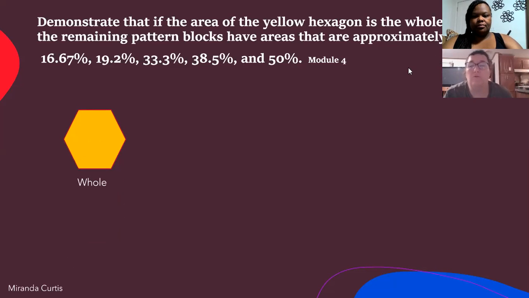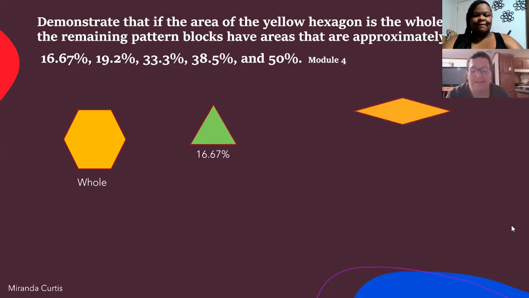And what we're going to do is start with our triangle. Now, our green triangle right here, we're going to figure, okay, how many of these are going to fit in there? Well, I don't think there's going to be that many in there because it comes out to 16.67%. So our next shape is a tan rhombus. And we figure, okay, it's long, it's going to fit in there. We don't have that many. And that one is going to be 19.2%.